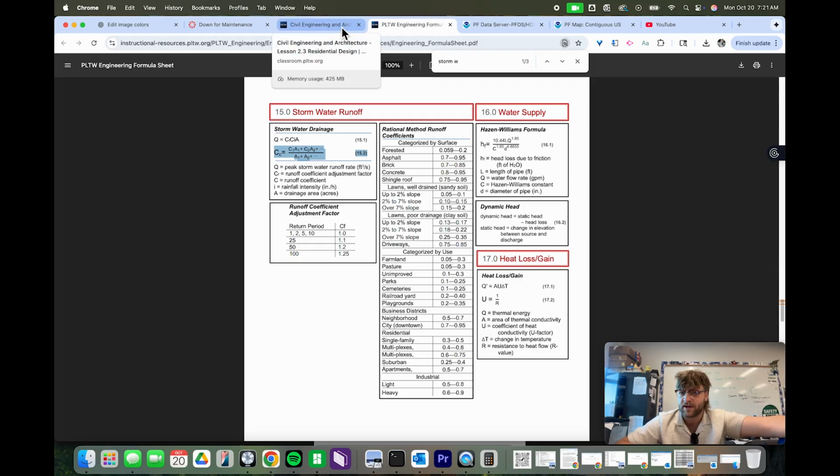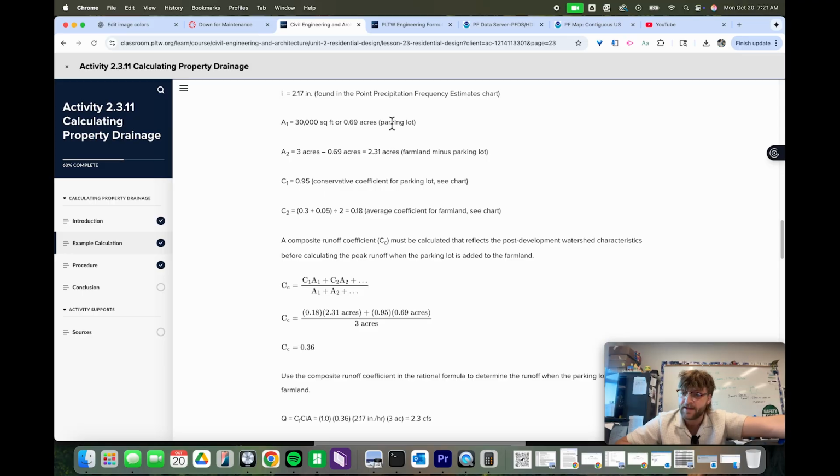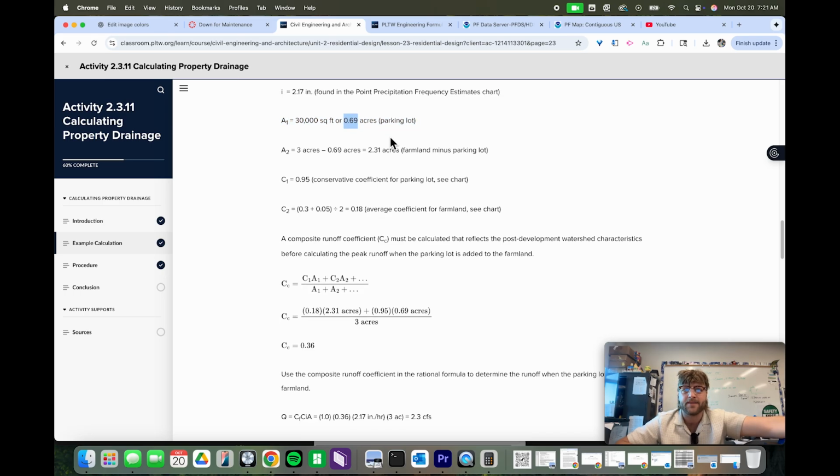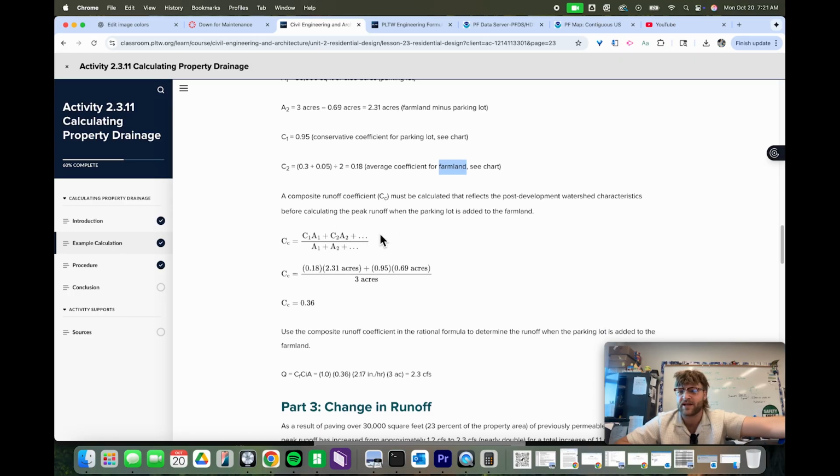Remember, what you also can always do is just calculate this out for the actual parking lot, and then calculate this out for the farmland section as well, where you just have a Q for the parking lot, right? Q equals CFCIA, where C is the C value for the parking lot, and A is the area of that parking lot, the 0.69 acres. And then you could add on to that your second Q value, which is the Q for farmland, right? So this is just another approach that they're showing us here.